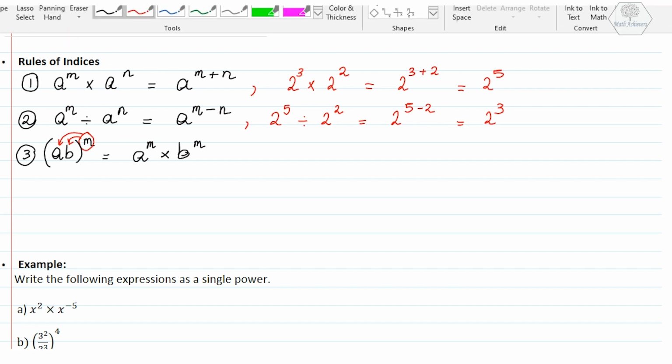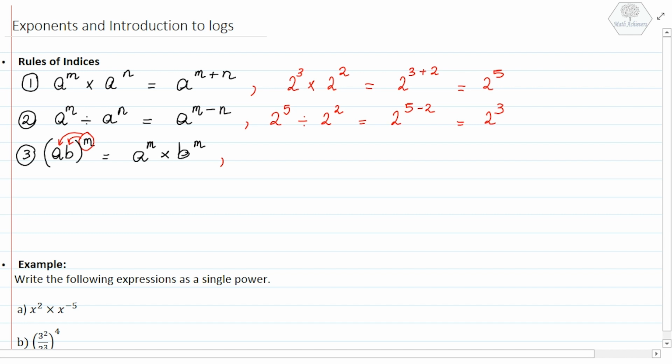Let's take an example on this rule now. If I have 2x to the power of 3, this is equal to 2 to the power of 3 times x to the power of 3, which is equal to 8x cubed.